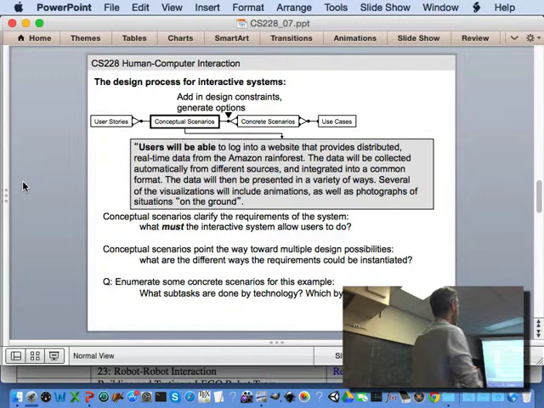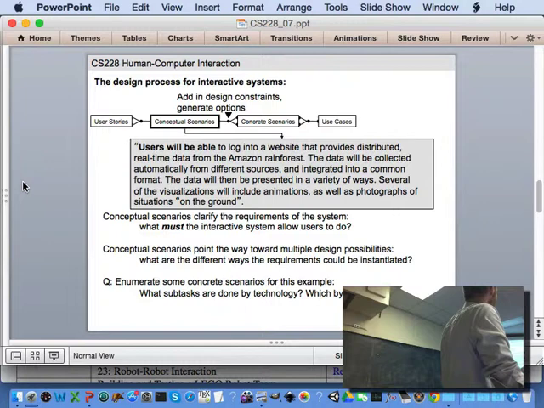So we compressed from two user stories down to one conceptual scenario, and now we want to try and expand again and generate a couple of different concrete scenarios that support this idea. Okay, let's try for a couple minutes to do that. What are some different ways, different kinds of technologies that would support this functionality? We want to collect data in real time, but we haven't said how. What might be some different technological solutions that allow us to do that?